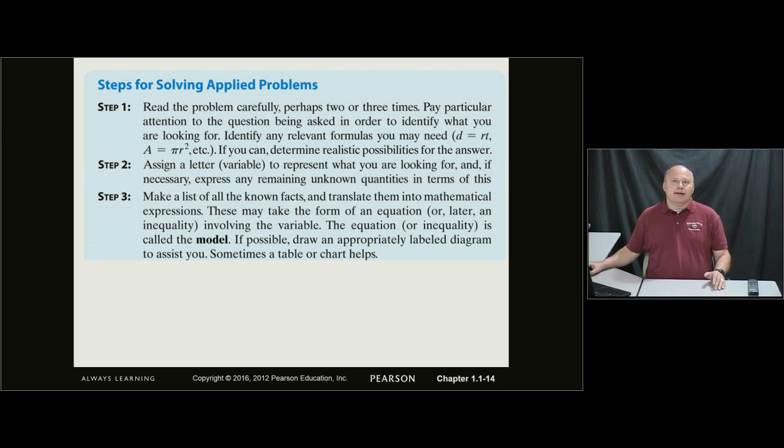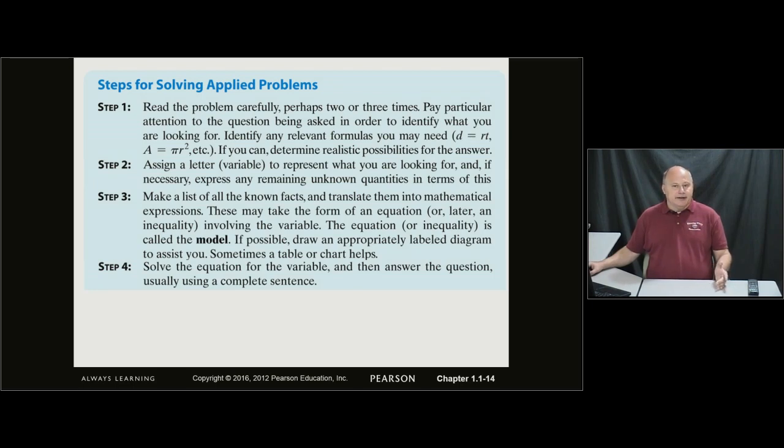If possible, draw an appropriate labeled diagram to assist you. Sometimes a table or chart helps. What that is basically saying is a picture is worth 1,000 words. So if you can create a visual representation of what is going on, so much the better. Sometimes it's not necessary, sometimes it may not even be possible, but if you can visualize it, draw the picture, and it can stay in your brain a little longer to get you that modeling equation. Step 4, solve the equation for that variable. Once you've got the model set up, then it's downhill from there on.